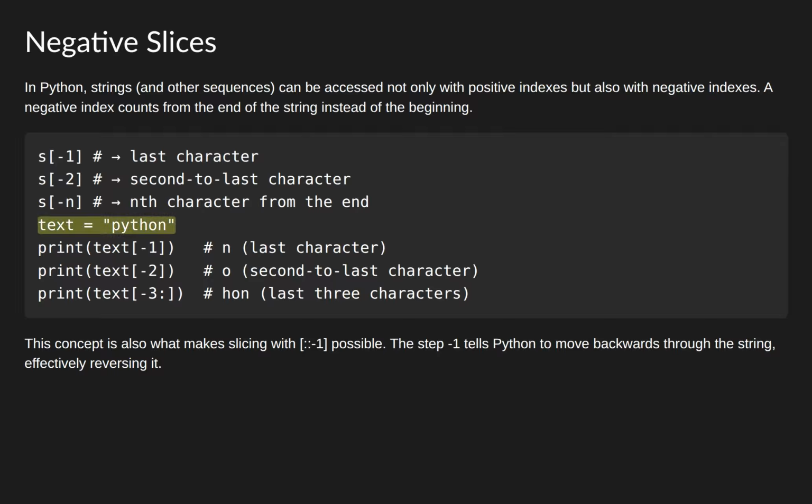For example, with the string Python, printing text with an index of -1 gives us n, the last character. An index of -2 gives o, the second to last character. Using a slice of -3 to the end, we get hon, which are the last 3 characters of the string. This concept also enables slicing with [::-1]. The step of -1 tells Python to move backwards through the string, effectively reversing it.